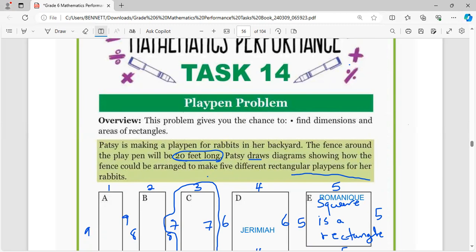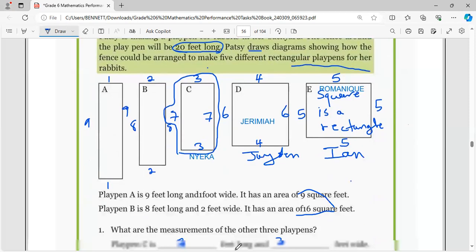Oh, they didn't give us... wait. I'm sure I saw that. Or is it further down? I'm sure I saw that they gave us the area already. See there, they say playpen A is 9 feet long and 1 foot wide. It has an area of 9 square feet. They gave us that already. And then it said playpen B is 8 feet long and 2 feet wide. It has an area of 16 square feet.